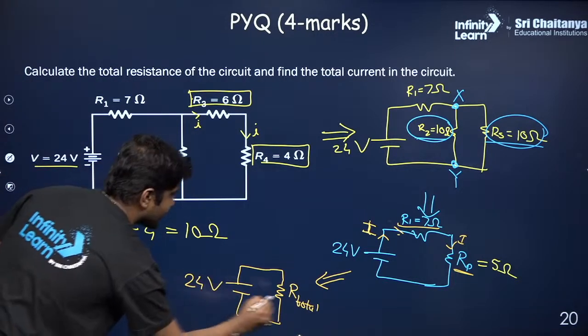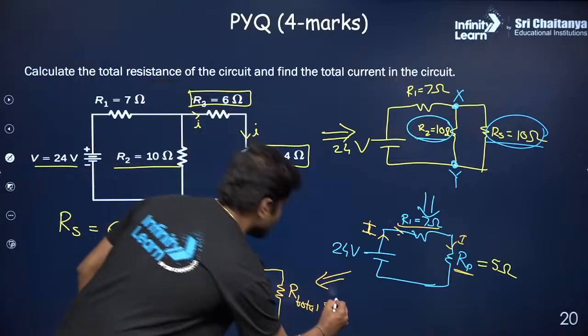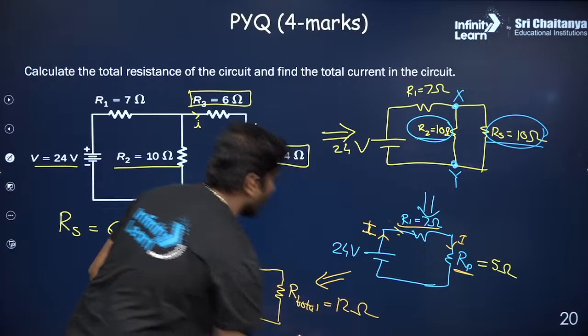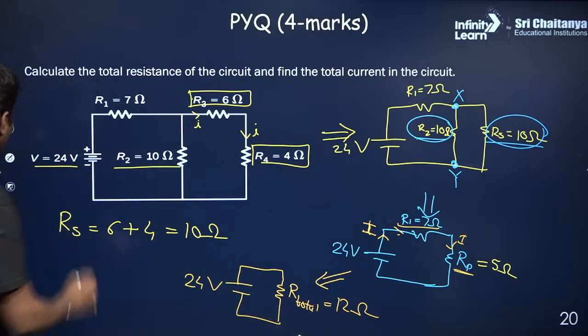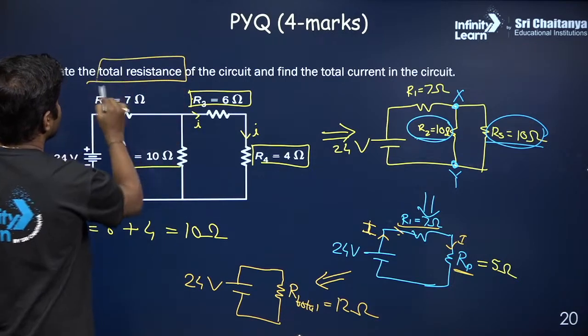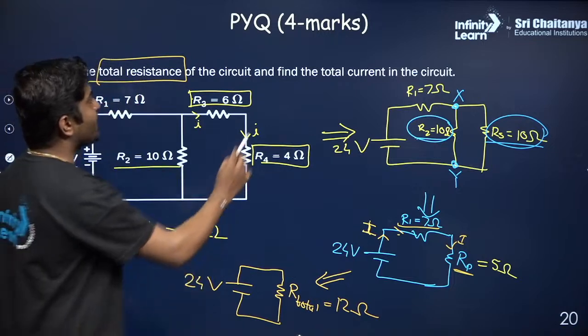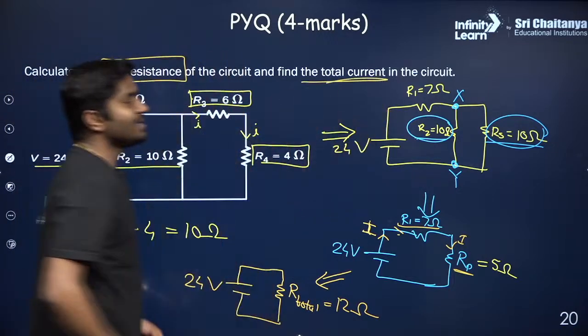24 volts. And R total is how much? R total is 12 ohms. Okay, so now what they have asked, total resistance. So we got the answer for total resistance, which is 12 ohms. So now find the total current in the circuit.